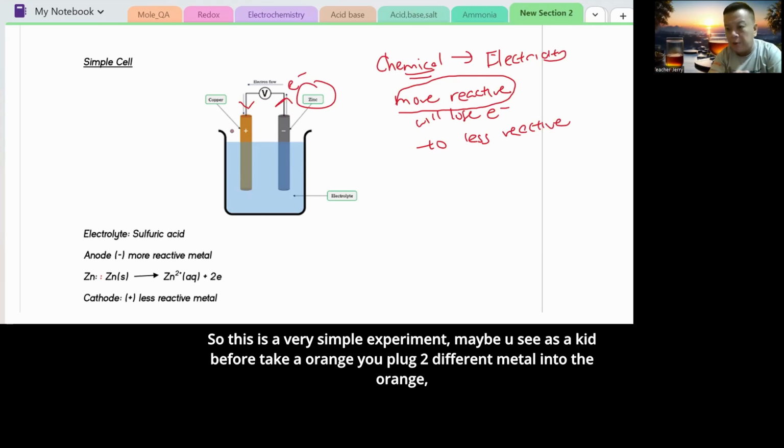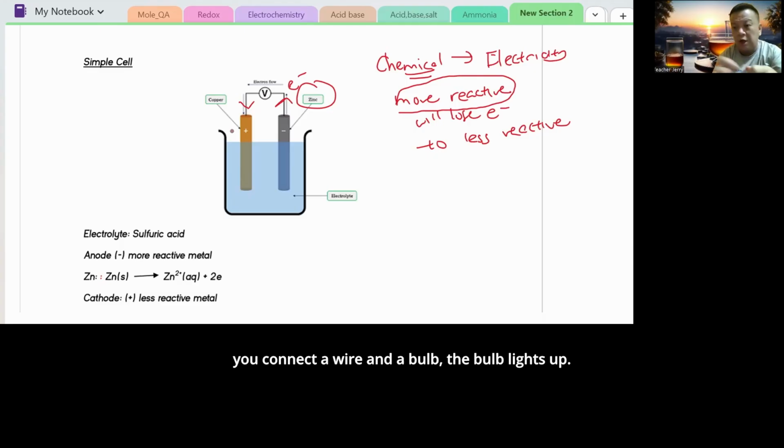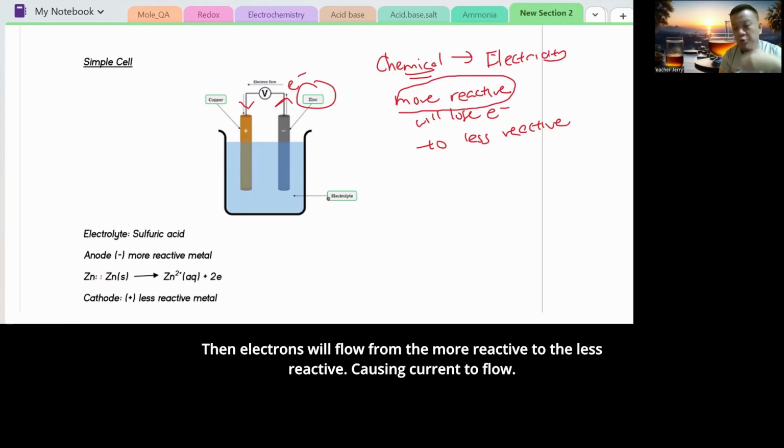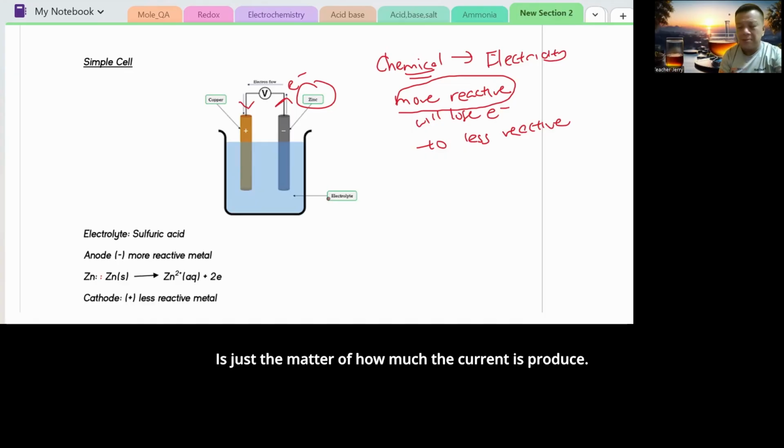So this is a very simple experiment. Maybe you have seen it as a kid before. Take an orange, plug two different metals into the orange, connect a wire and a bulb, and the bulb lights up. Basically, the orange juice is acidic, so it acts as an electrolyte, and you've got two metals of different reactivity. Electrons will flow from the more reactive to the less reactive, causing current to flow. It's just a matter of how much current is produced.